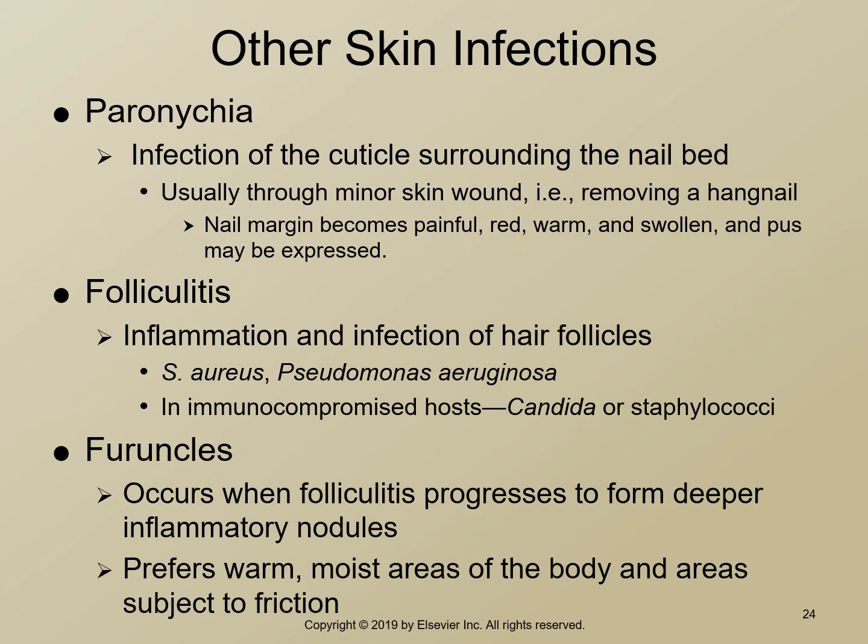Furuncles occur when folliculitis progresses to form deeper inflammatory nodules. Certain individuals are more inclined to develop furuncles, such as diabetic patients, obese patients, or patients with defects in their immune function. Furuncles are initially red and firm, but soon they become painful and generally drain spontaneously. Staphylococcus aureus is the most common causative pathogen. They can usually be managed by application of moist heat to accelerate drainage, although sometimes antimicrobial therapy may be needed.